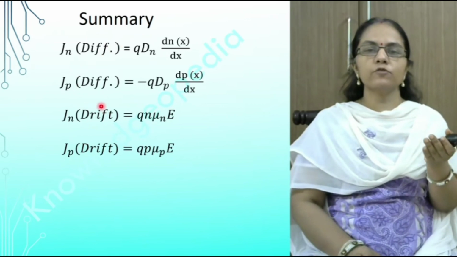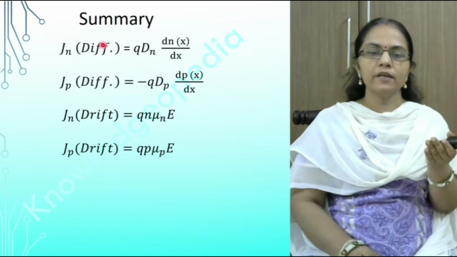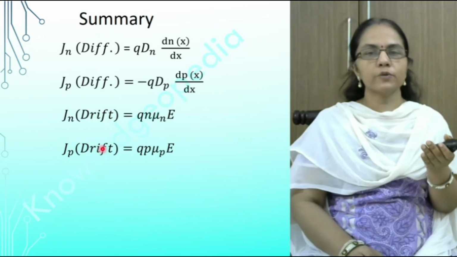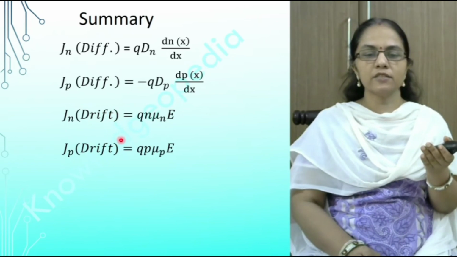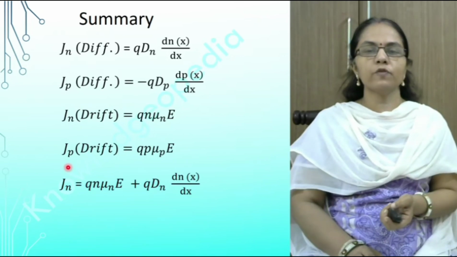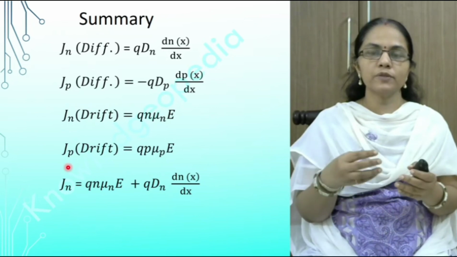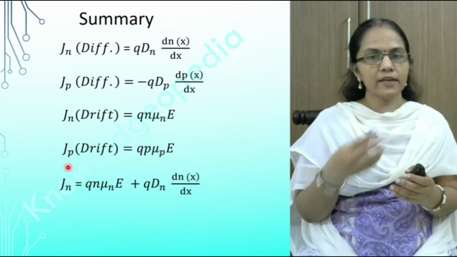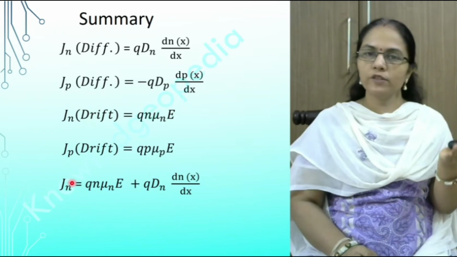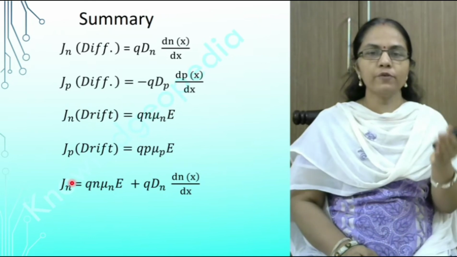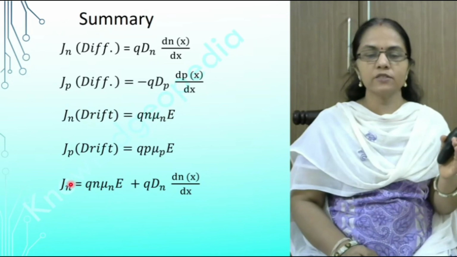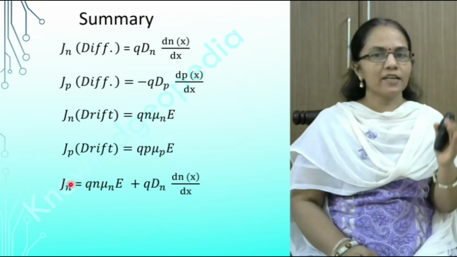If you are asked to find the diffusion component, you have to add the first two equations. If you are asked to find the total drift current, then you have to add the third and fourth equations. And if you are asked to find the current density due to electron movement or electron transport, that is Jn, electron transport occurs due to both diffusion and drift. So we have to add up the drift current and diffusion current due to the movement of electrons to obtain the total current density due to electrons.